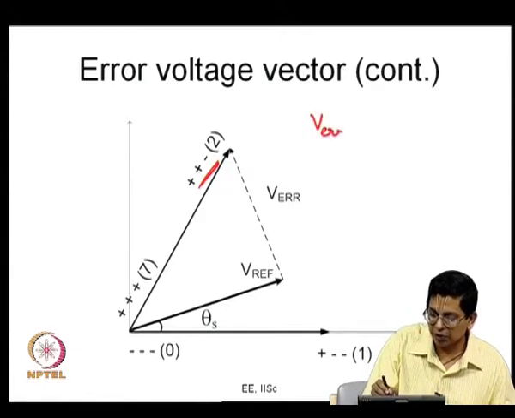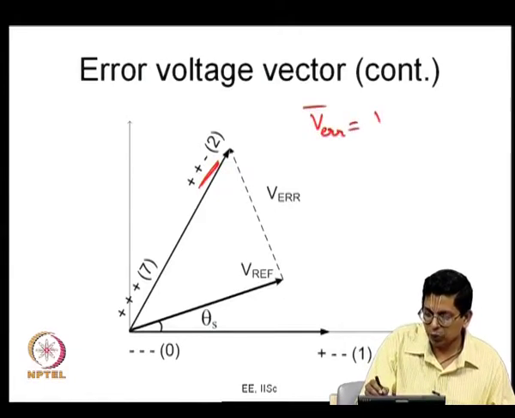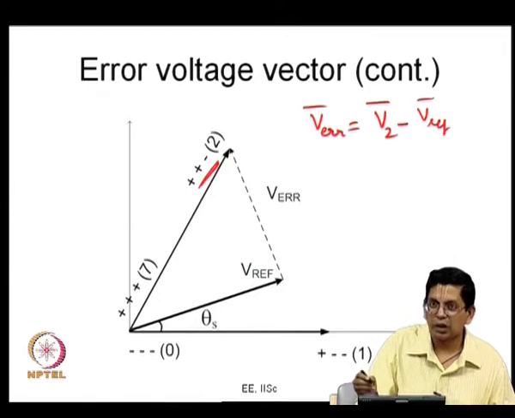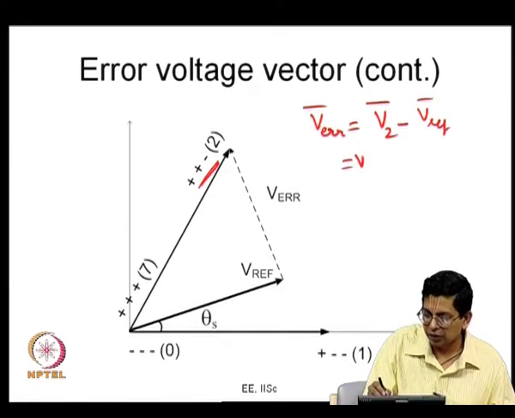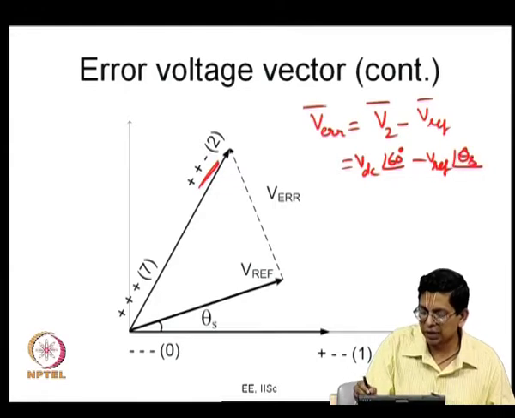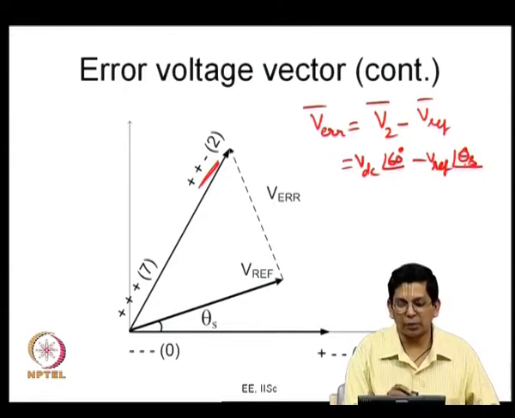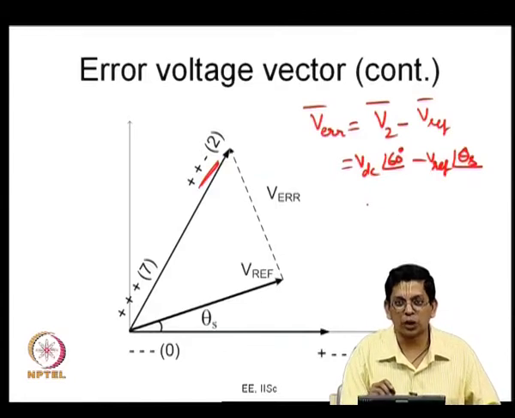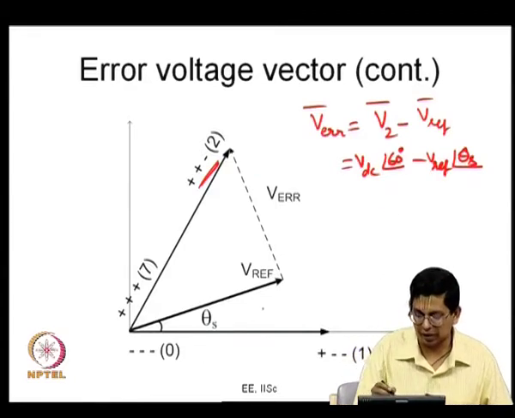What is that error voltage vector? The V error vector is equal to V2 vector minus V reference vector, and this V2 vector is nothing but VDC angle 60 degrees. This is VDC angle 60 minus V reference, and you can say this V reference angle is theta s. Just for clarity, I am writing V2 and V ref in polar coordinates, so that we are a little clearer.